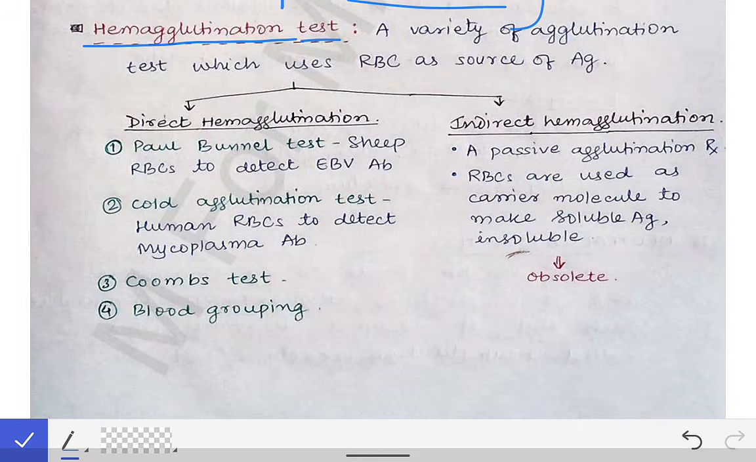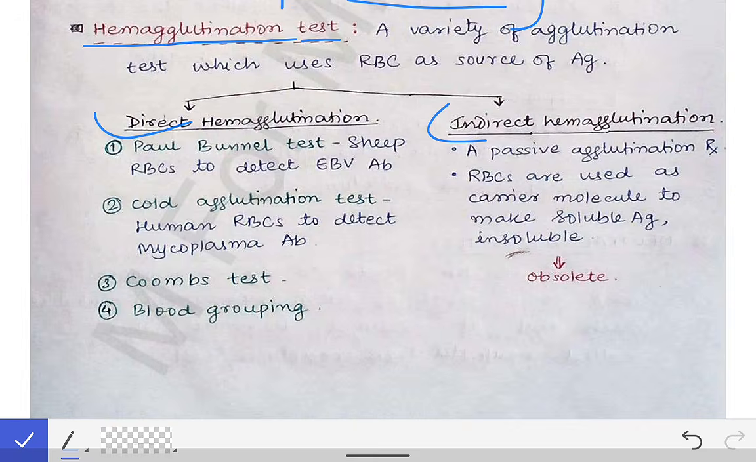So what are the different types of hemagglutination test? They are the direct hemagglutination test and the indirect hemagglutination test. In the direct hemagglutination test, we are directly using the RBCs to detect some of the antibodies. For example, we have the Paul-Bunnell test.